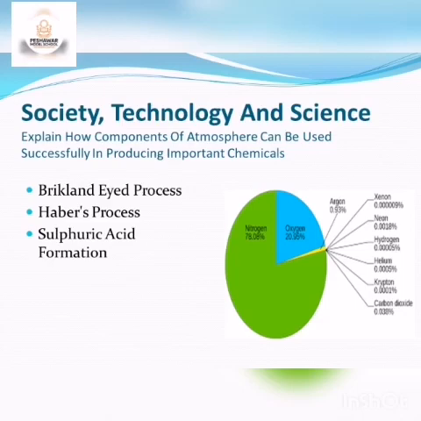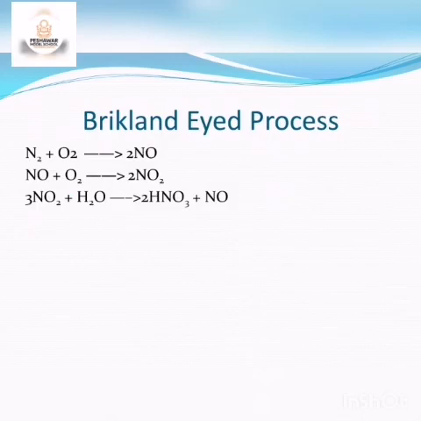So for taking these gases and using them in the production of different chemicals, we will use three processes: the Birkeland-Eyde process, the Haber process and the sulfuric acid formation. We will discuss all of these processes one by one. The first process is the Birkeland-Eyde process.